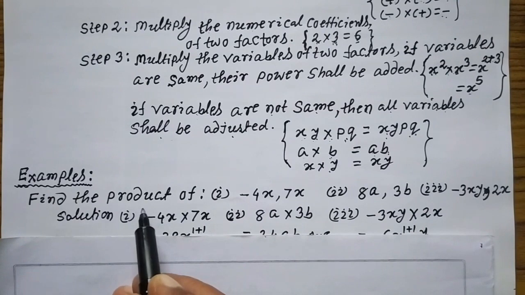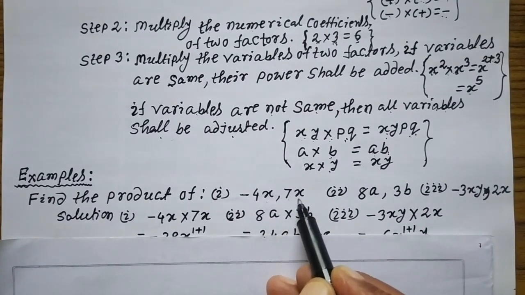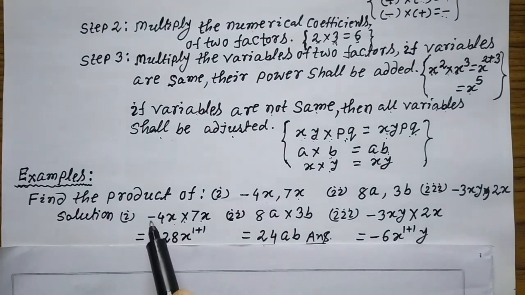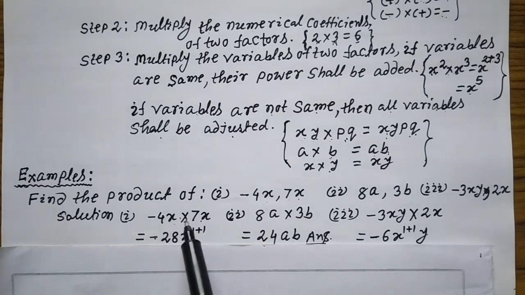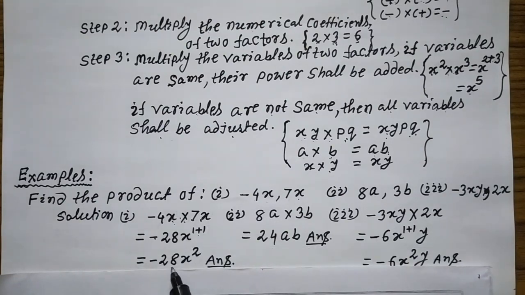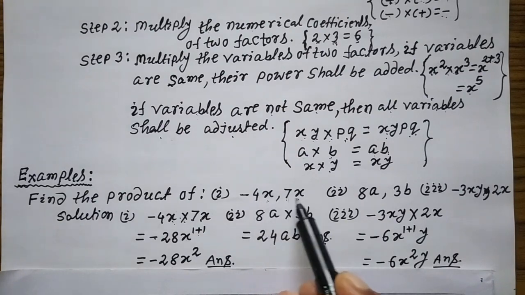Here find the product of minus 4x and 7x. First of all, minus 4x into 7x. First multiply their sign, minus a plus a minus, and then their coefficient 4 into 7, 28, and x same base, so power shall be added, 1 plus 1, that is equal to minus 28x square. Here minus 4x and 7x, that is the result.